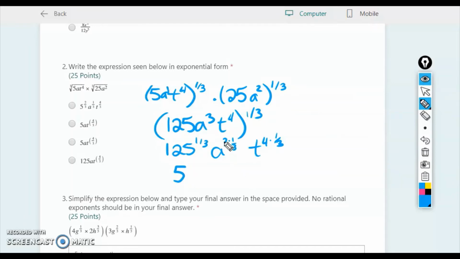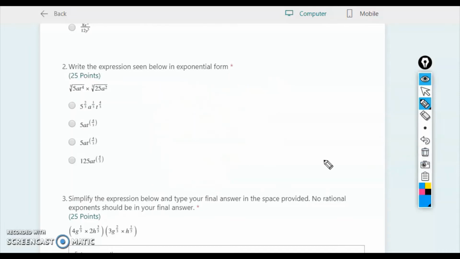3 times 1/3. Well, 3 times 1 is 3, divided by 3 is 1. So this is a to the first. 4 times 1 divided by 3, I can't simplify. So that's t to the 4 over 3. And only one of these is equivalent to this. And remember, you don't always see the 1 when there's an exponent of 1. It might just say a instead of a to the first.